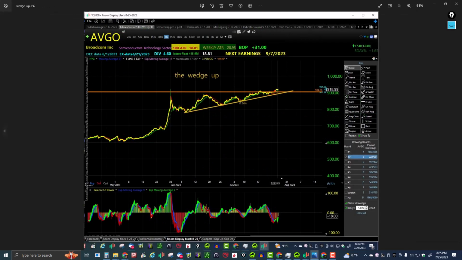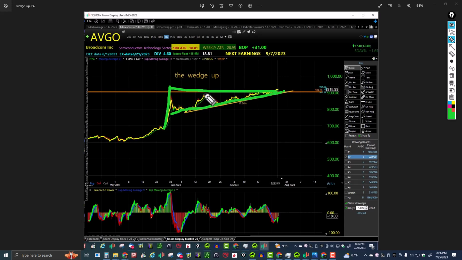All right, here's a wedge. All right, this is Broadcom. It's another one we played today. And this is a wedge. You can see here's the bull flag right here. And you can see here's the flagpole up. And then you can see we're wedging out into this flag portion right here.